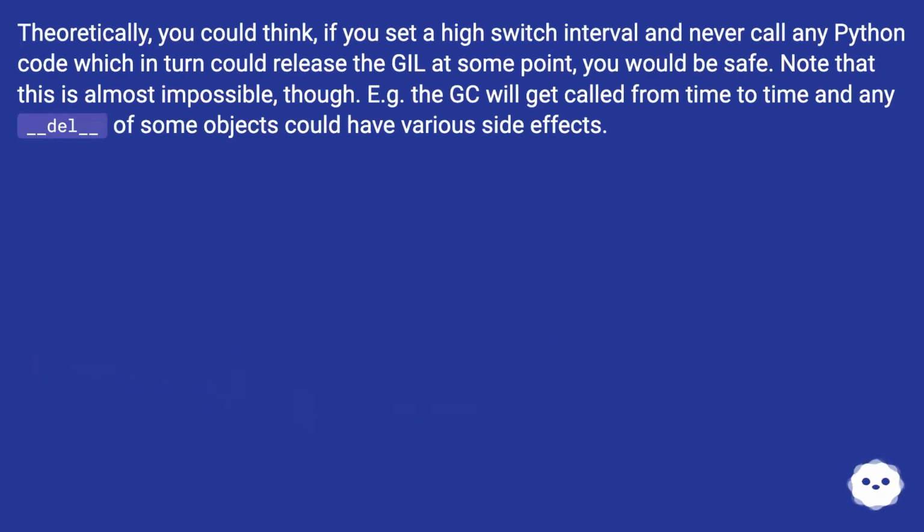Theoretically, you could think, if you set a high switch interval and never call any Python code which in turn could release the GIL at some point, you would be safe. Note that this is almost impossible, though. For example, the GC will get called from time to time and any __del__ of some objects could have various side effects.